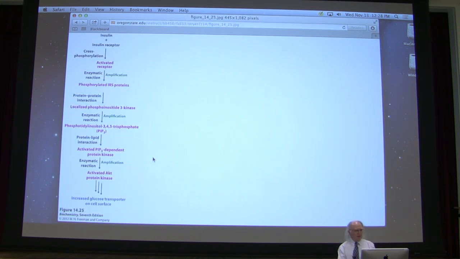And you can see here's what we went through. And then we got down here to PIP3, and then there's activated AKT. And then you'll see several steps. So we mercifully omitted those steps from this, so that you recognize that what has to happen is that glucose transporter is moved to the cell surface. And that's the bottom line of what's happening.